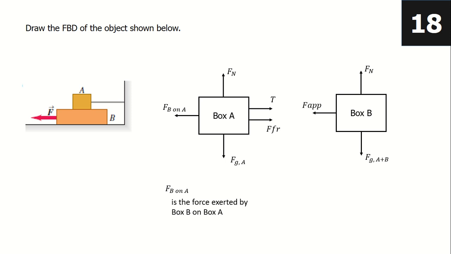So it's getting pulled to the left. So your applied force is to the left, of course. So you would expect that the frictional force is opposite of that. And since object B is acting on object A, there's a force exerted on box A due to box B. In the same way, on box B, there will be a force exerted by box A. So, force exerted by box A on box B. Same magnitude but opposite in direction. Okay?